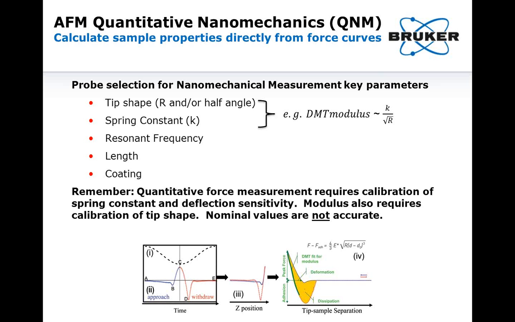Here, for the first time, we are not just concerned that the apex of the probe is sharp. We're concerned with the overall probe shape and the radius, as they play a direct role in the calculations performed to turn a qualitative mechanical measurement into a quantitative mechanical measurement. So, to begin here, let's look at an example of a QNM measurement, and then we'll return to discuss the probes.